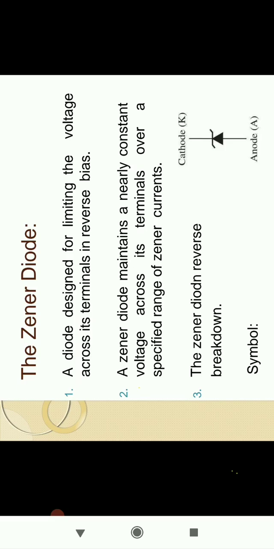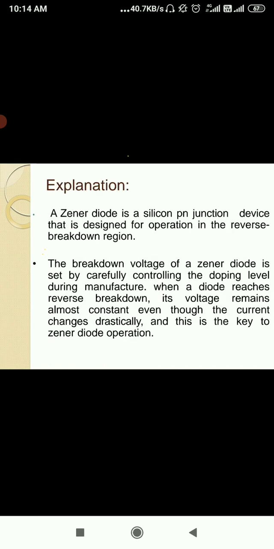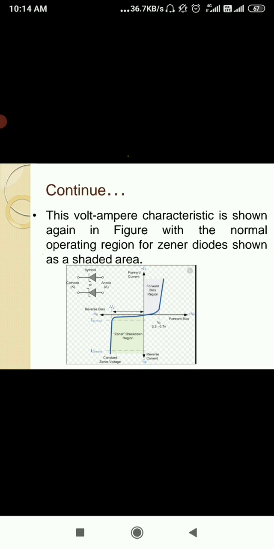If you see the operation of a Zener diode with respect to the PN junction diode, there is some difference. It is substantially different from the PN junction diode only for the reverse bias. Firstly, see this diagram again. I will explain its working principle.